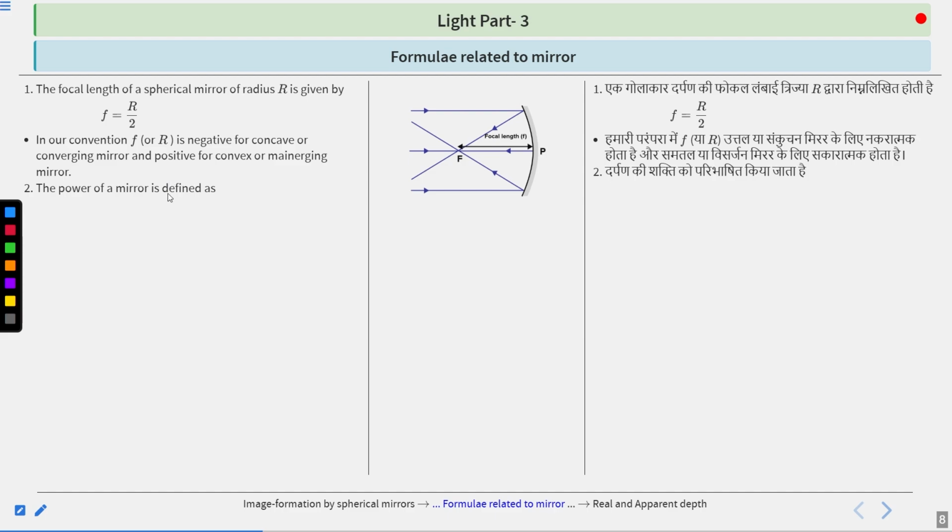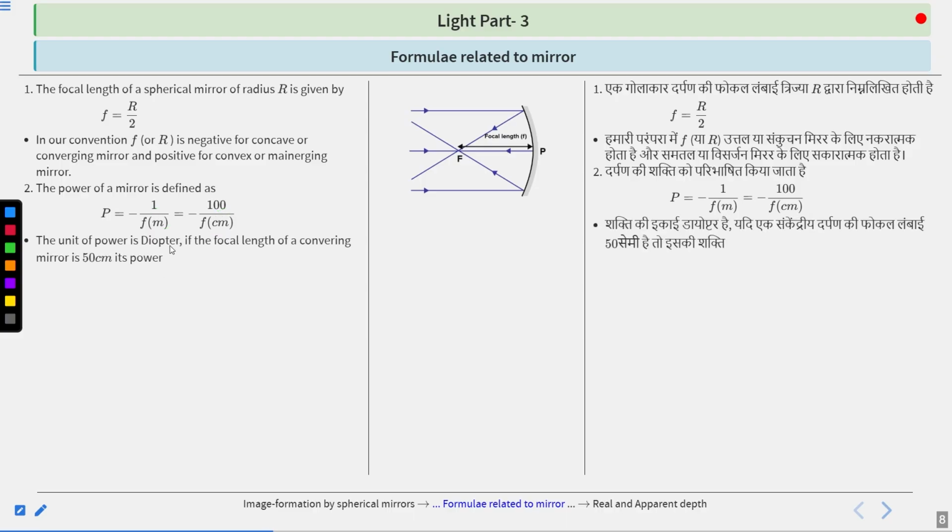The power of a mirror is defined by P equals minus 1 by f in meters, equals minus 100 by f in cm. So if the case is of meter, we use 1. If the case is of centimeter, we use 100. Okay. So the unit of power is diopter. If the focal length of a converging mirror is 50 centimeter, for example, its power will be P equals minus 100 by minus 50 equals plus 2 diopter.